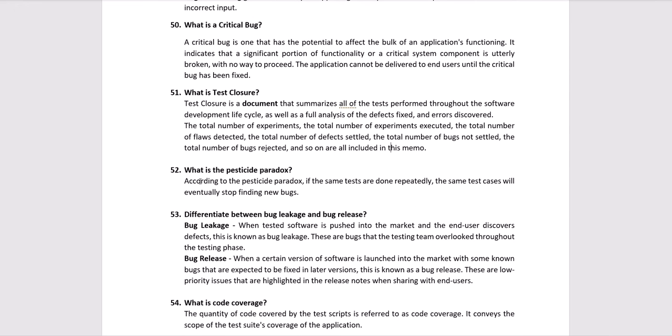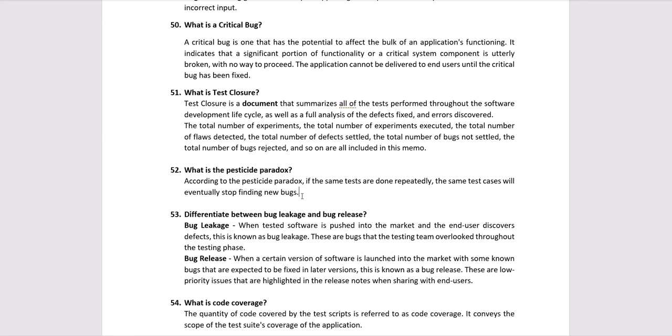The next is what is the pesticide paradox? One of the important questions asked in the interview. According to the pesticide paradox, if the same tests are done repeatedly, the same test cases will eventually stop finding new bugs. It is one of the principles of software testing.